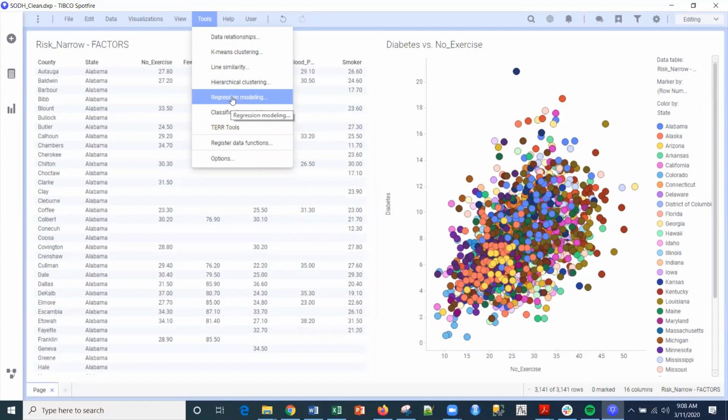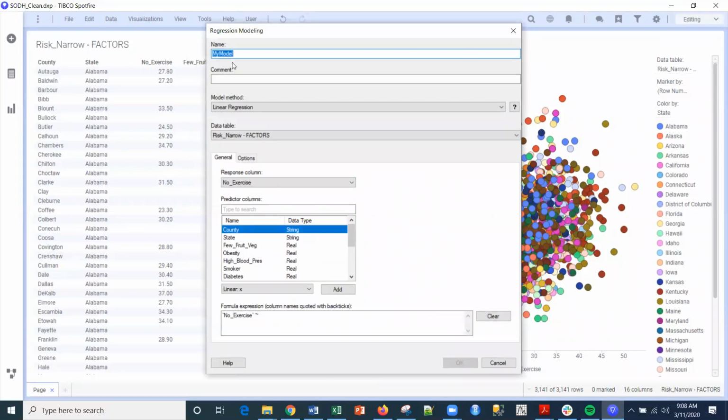If I go to tools and then I go to regression modeling, I can say social determinants of health, and then I can make comments, etc. I can do a linear regression or a regression tree, like a partition or a CART model. And then I can look at data table, which is the current table that I'm using, but if I had multiple tables, I could select my table there.